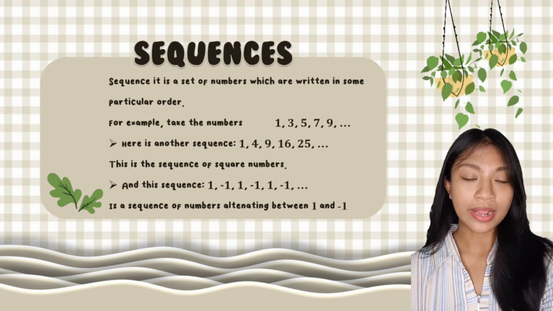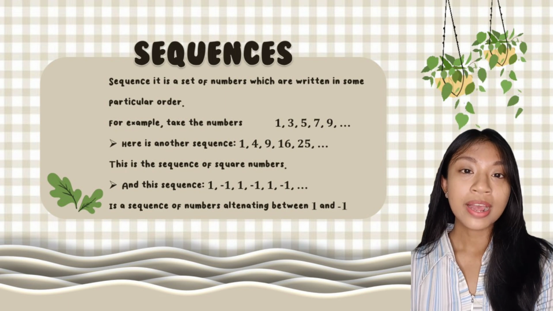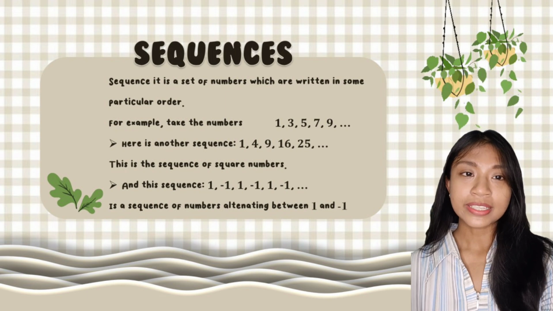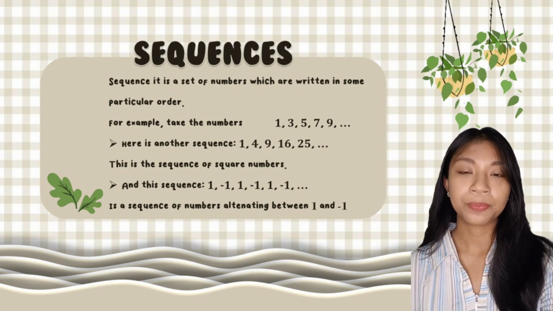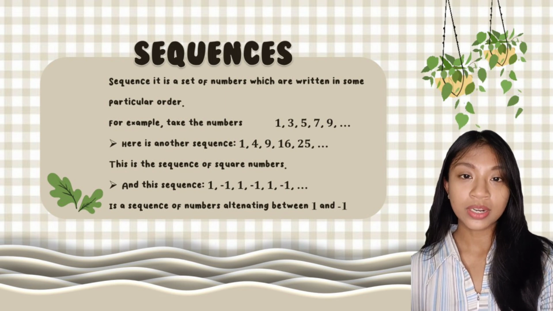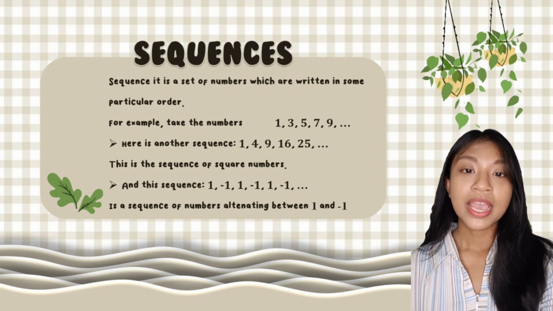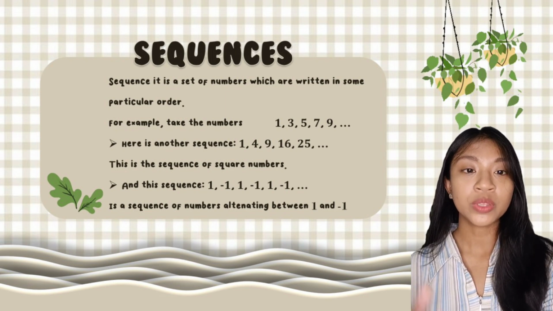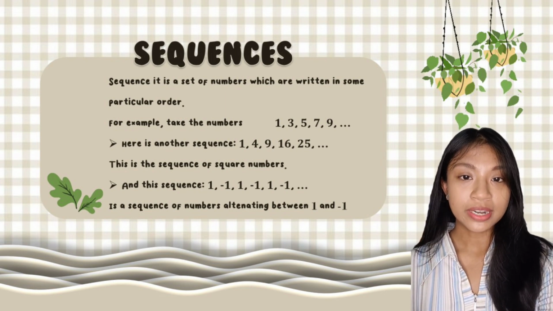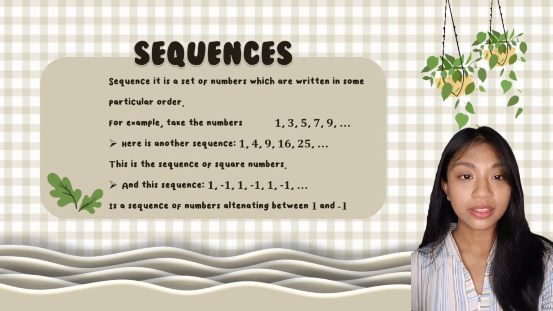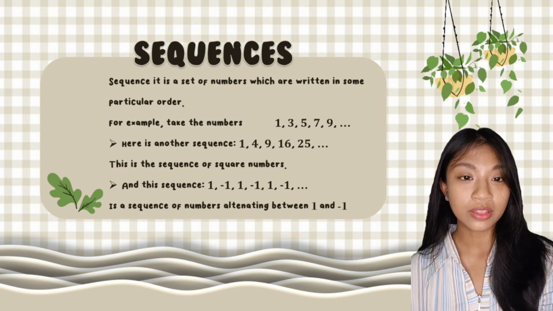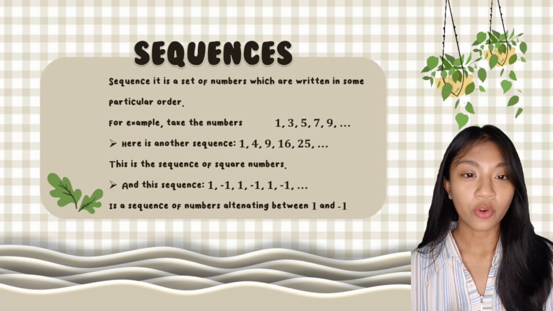Here is another sequence: 1, 4, 9, 16, 25, and so forth. This is the sequence of square numbers. And this sequence 1, negative 1, 1, negative 1, 1, negative 1, and so forth, is a sequence of numbers alternating between 1 and negative 1. In each case, the dots written at the end indicate that we must consider the sequence as an infinite sequence, so that it goes on forever.